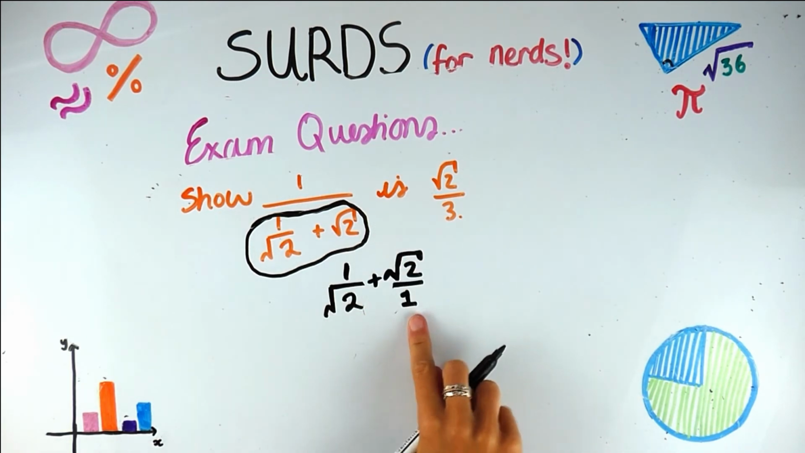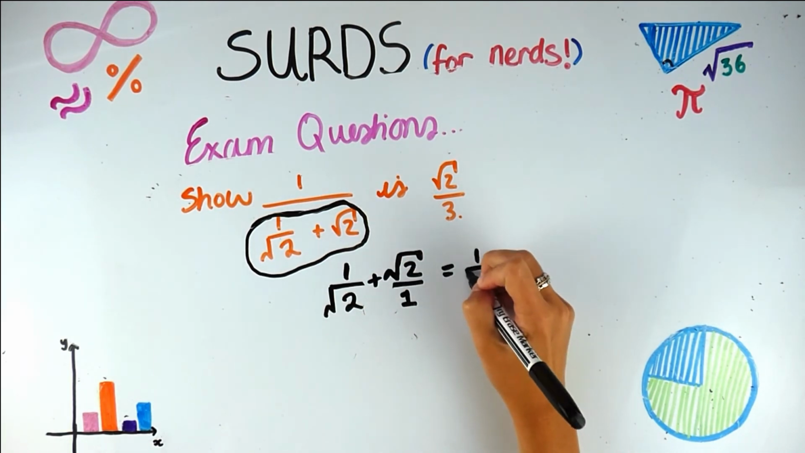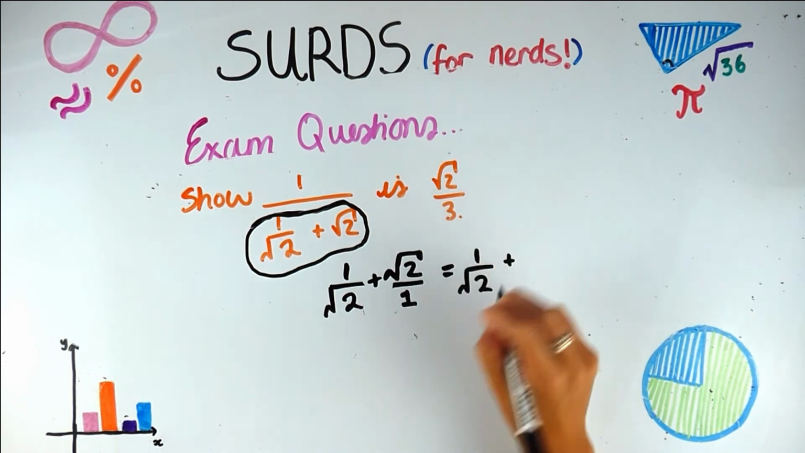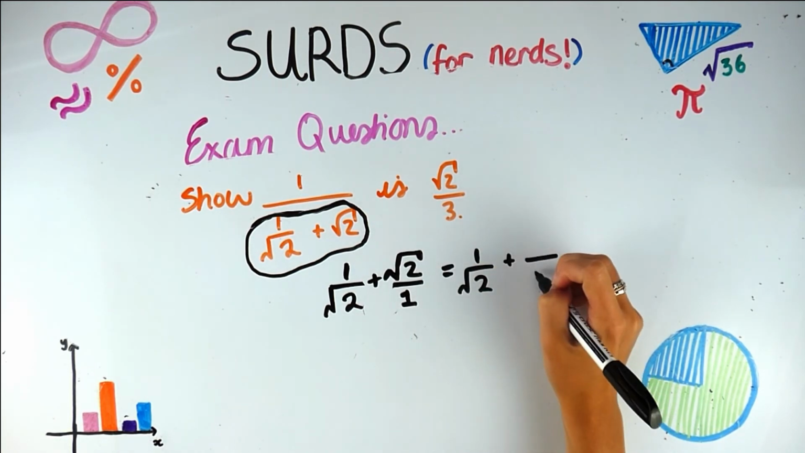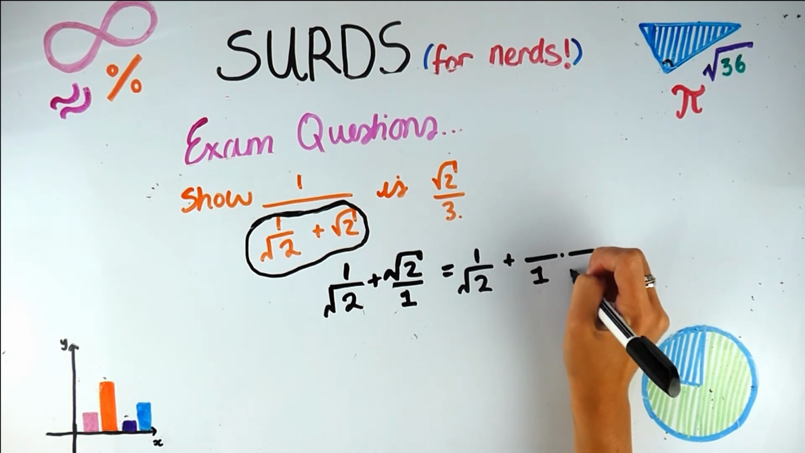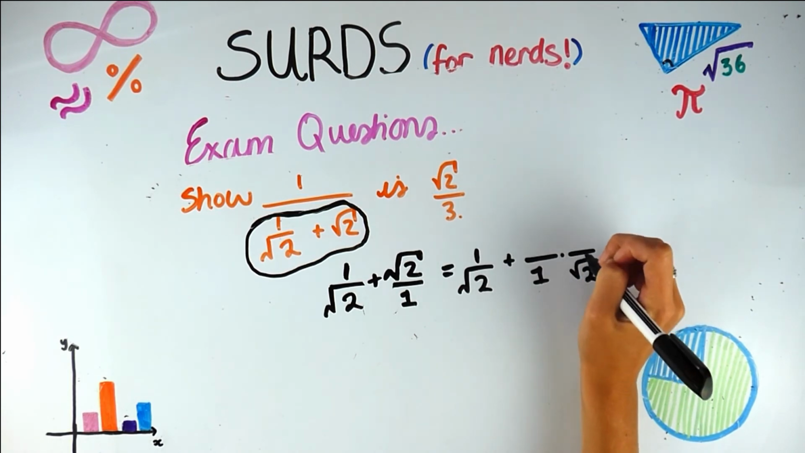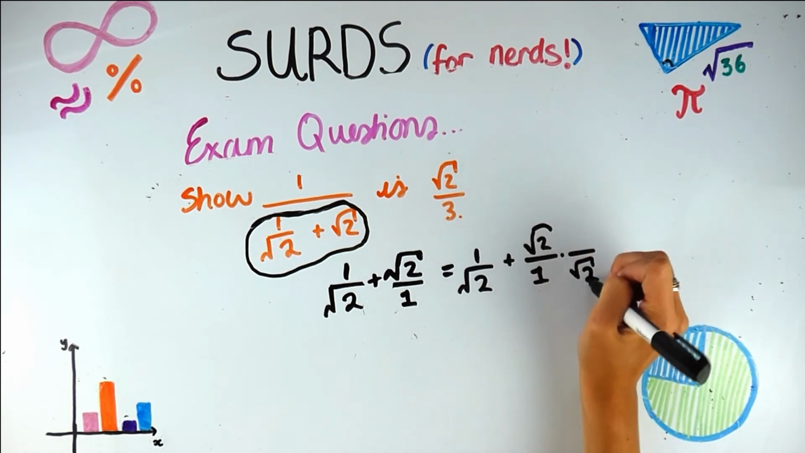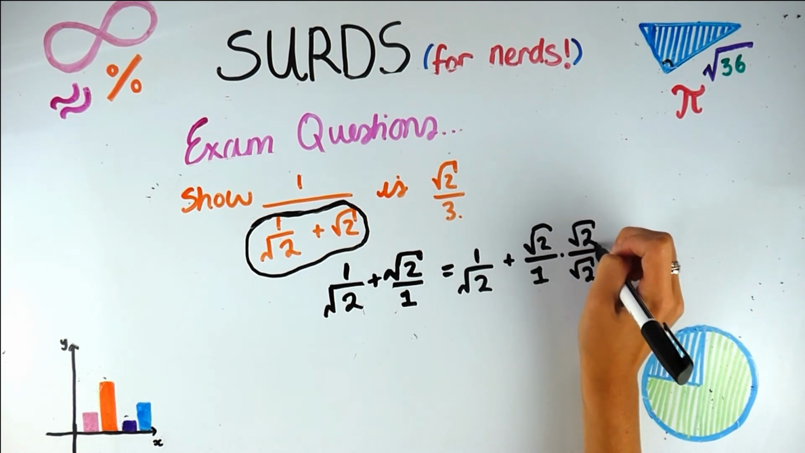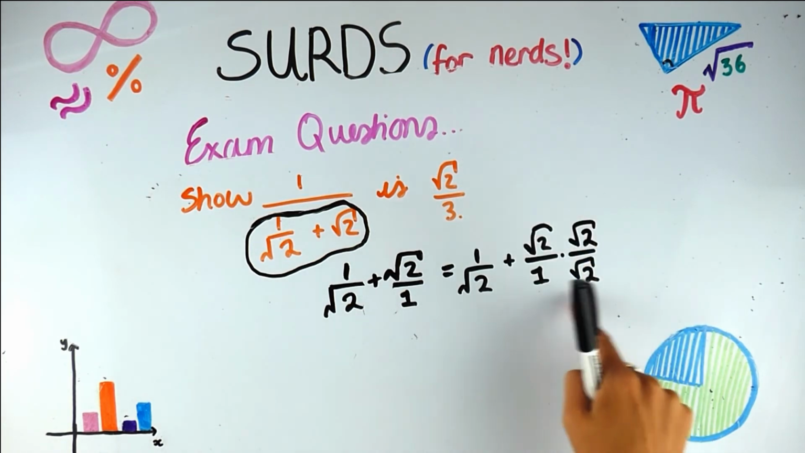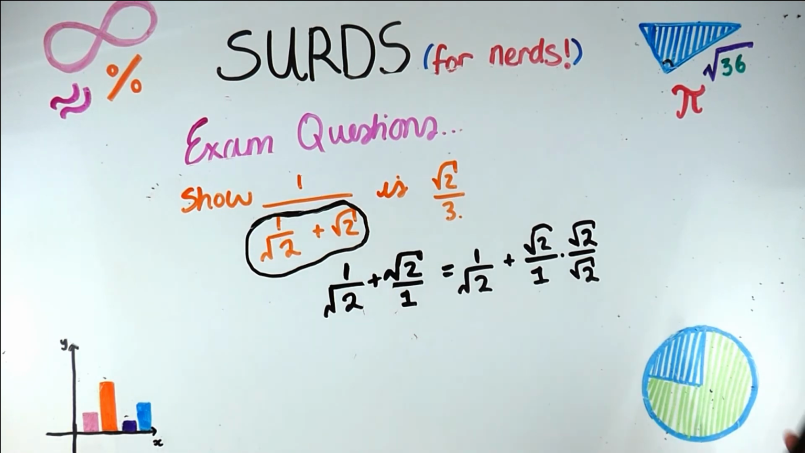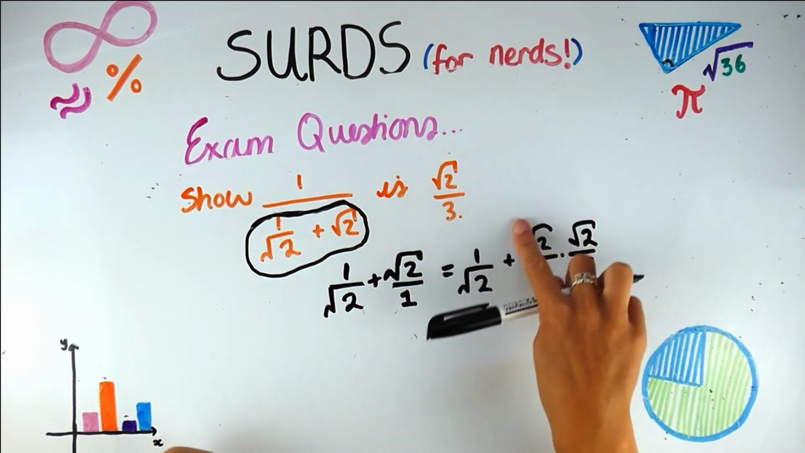So I've got 1 here, I'm going to make that into a root 2. This one stays the same. And then this one I want the bottom as a root 2, so I'm going to multiply it by root 2. And because I multiplied by root 2 on the bottom, I have to multiply by root 2 on the top. So normally we're trying to work the other way and not get this root on the bottom, but this time we are.